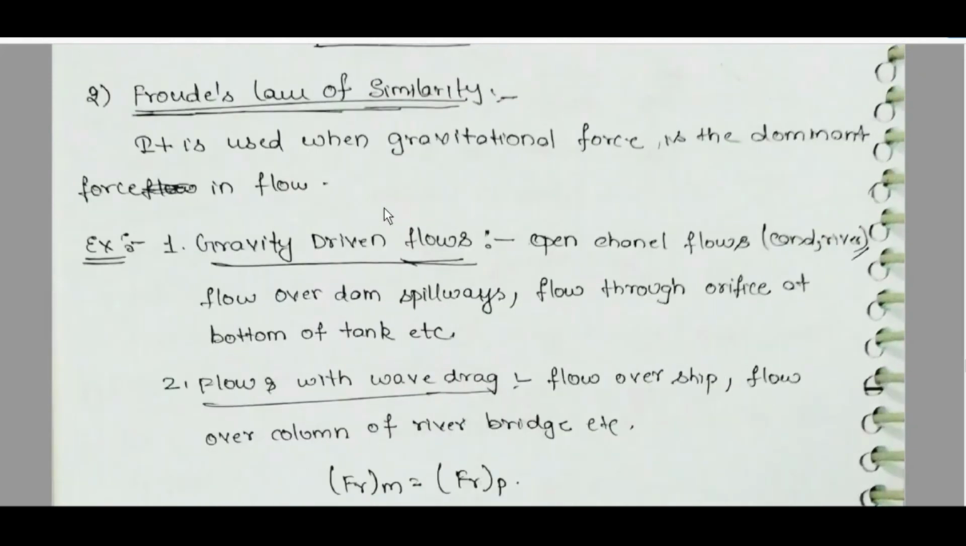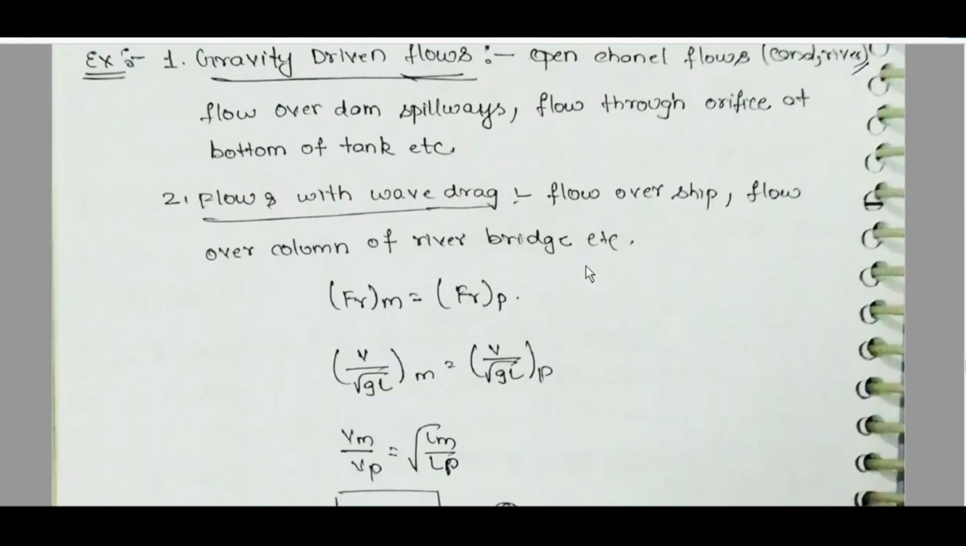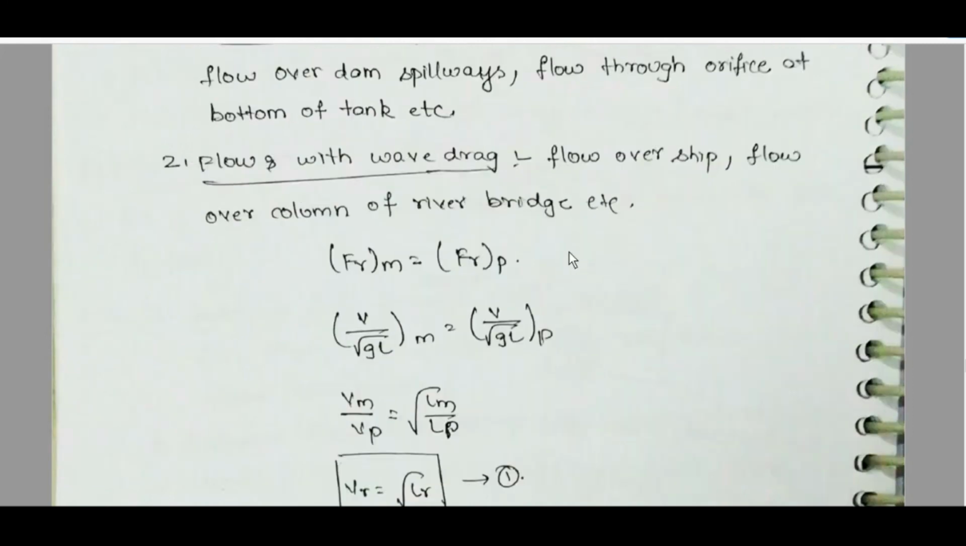Froude's law of similarity is used when gravitational force is the dominant force in the flow. Gravity-driven flows: open channel flow, pond, river flow or dam spillways, flow through orifice or at bottom of tank. Flows with wave drag: flow of ship, flow of river, flow around column of river bridge.